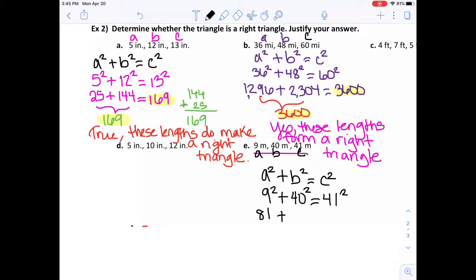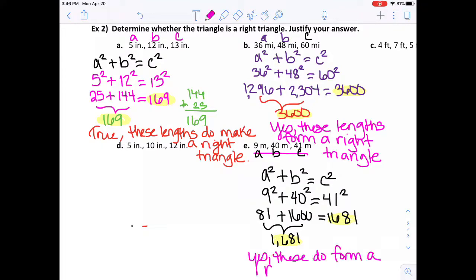40 times 40 will be 4 times 4, add 2 zeros, 1,600. And then 41 times 41 will just be a little bit more than 1,600, and that is 1,681. Okay, we're going to go ahead and add these two values together. 1,600 plus 81 is 1,681, which does in fact equal the right side. So therefore, these do form a right triangle. And again, these lengths fit into the Pythagorean theorem, therefore it has to be a right triangle.